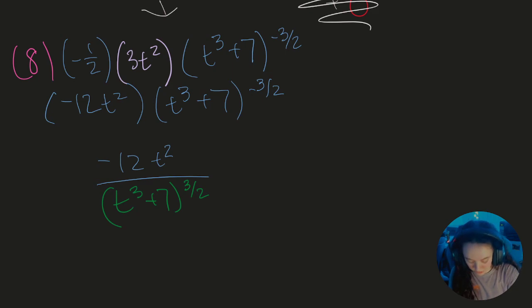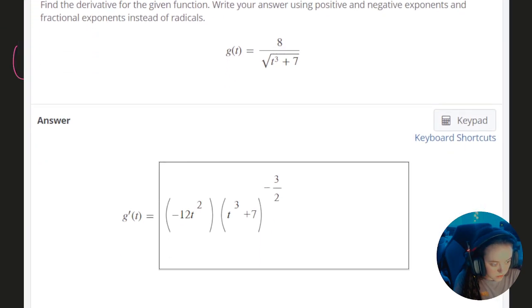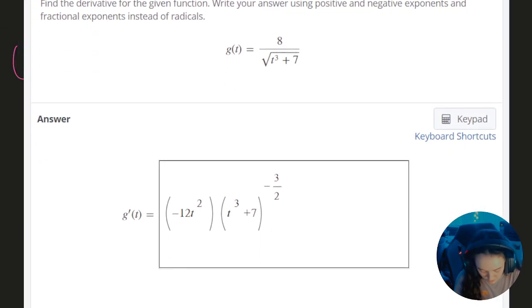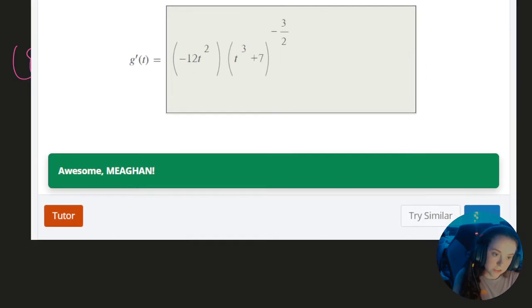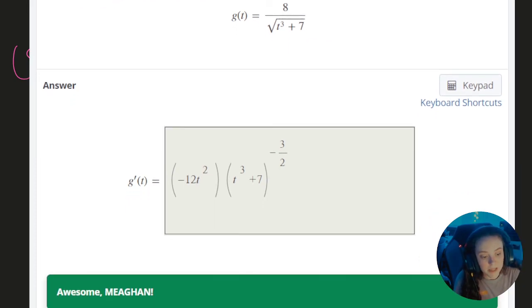So I'm going to go ahead and put that in. And it's looking like it's going to accept it, so that's good. -12t to the 2nd times t to the 3rd plus 7, all to the -3 halves. And that is correct. All right, I'm going to stop this one here and start another video.